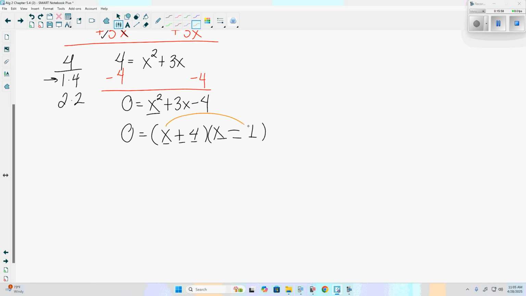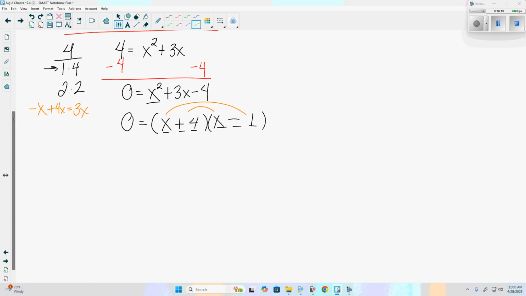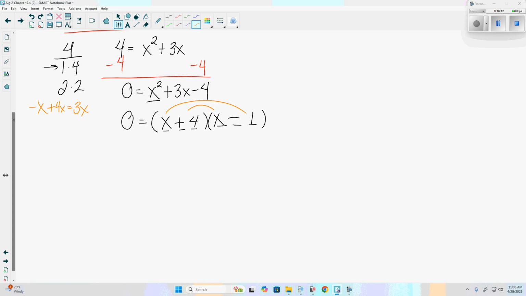And again, just like before, we can check this here. X times negative 1 would be negative x. 4 times x is going to be plus 4x. Negative x plus 4x is positive 3x. Now, since we do have two terms being multiplied together to equal 0, one of these is going to have to be 0. Either x plus 4 is 0, or x minus 1 is 0.